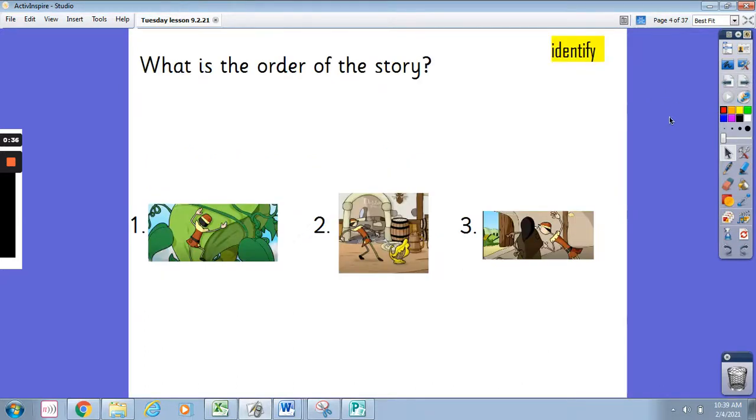First of all, I want you to have a look at these pictures. And I want you to think, what is the order of the story? So are these pictures in the correct order? If not, then can you put them in the correct order? So pause the video and decide which order they should go in.